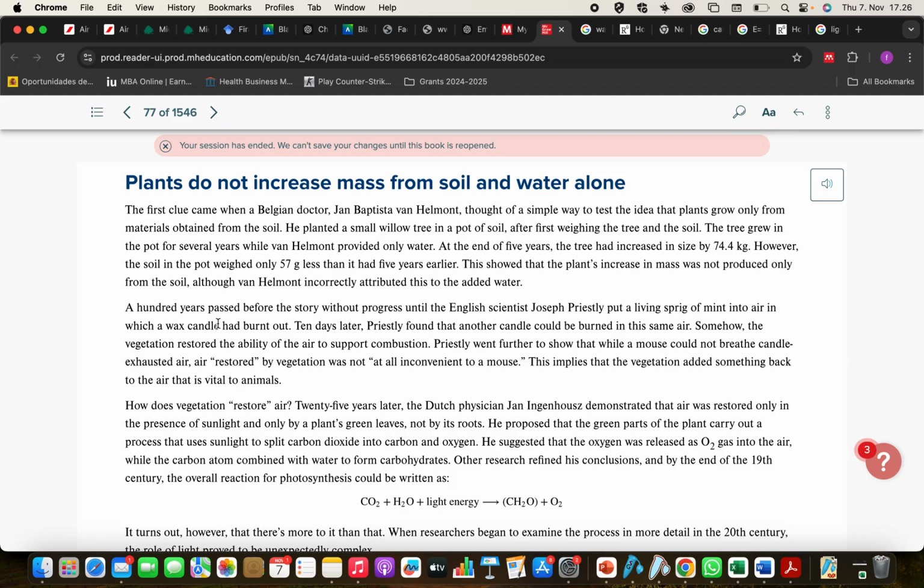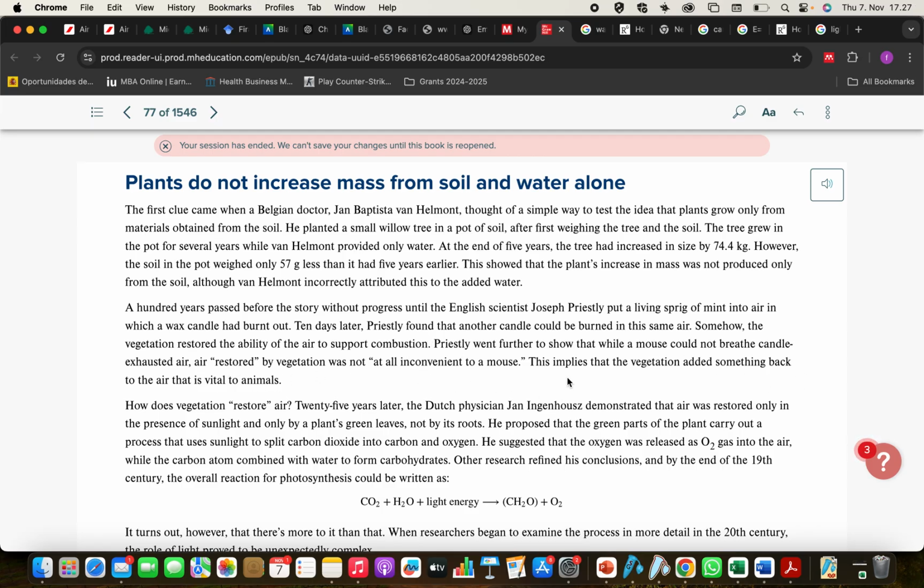However, interestingly enough, if he put a leaf in that container, suddenly the whole atmosphere there changed. There was suddenly a gas that was allowing combustion, and that was oxygen. And he found out, he said, that vegetation, in this case the leaves, was adding something back to the air that is vital.